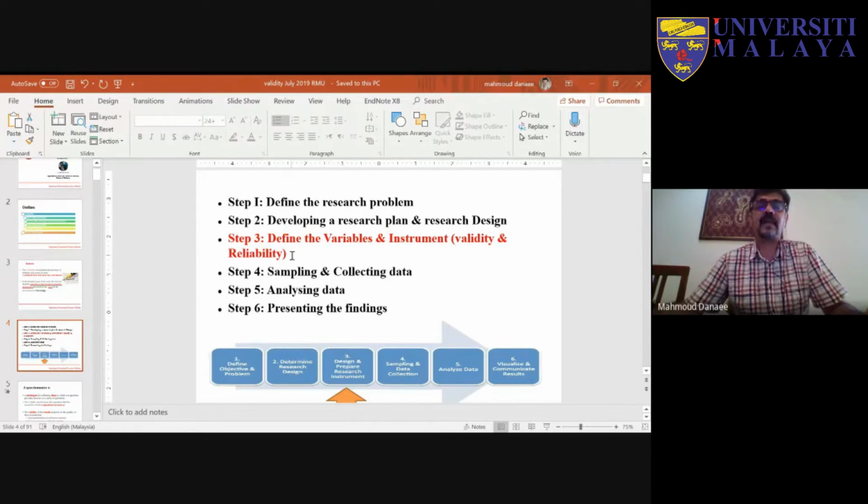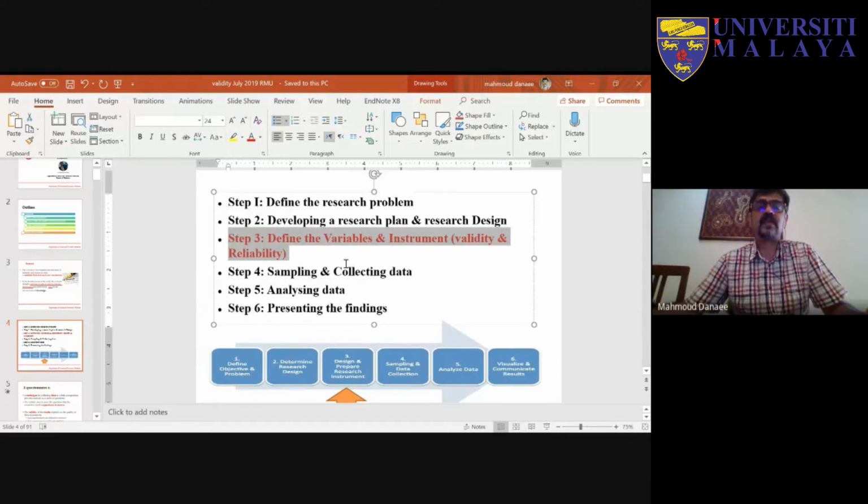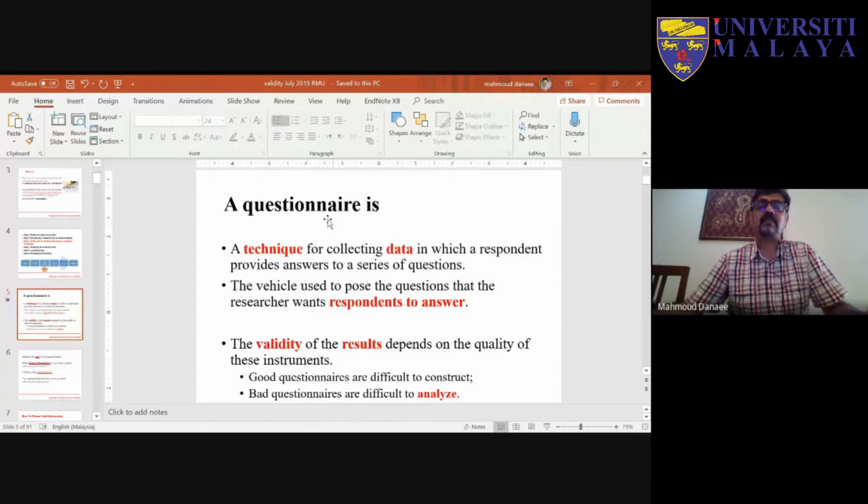As you can see here, step 3 is to define the variables and instrument. So it is very important to know how you want to measure the outcomes and the variables of interest in any research. In this talk we focus mainly on the questionnaire. The questionnaire structure always consists of items.